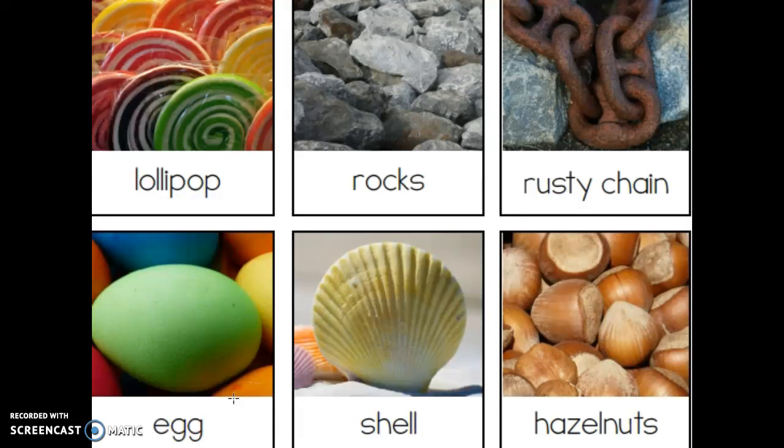All right, on this picture, you need to decide, is this egg hard or soft? Is it rough or smooth? Talk with your buddy.